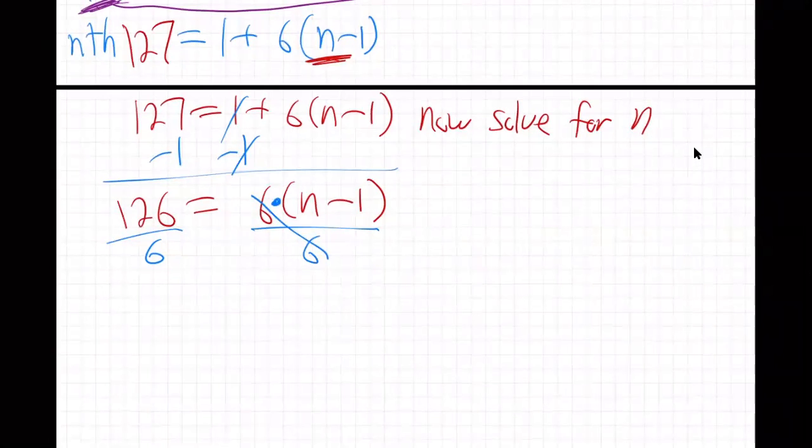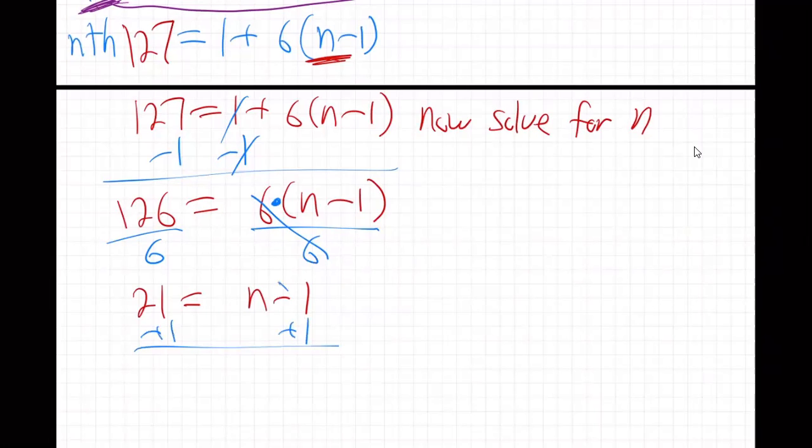What is 126 divided by 6? I don't know. It's 21. So it's 21 is n minus 1. We don't need those parentheses anymore because there's nothing to separate the n minus 1 from anymore. The 6 is gone. Last step, to get n alone. Add the 1. Here it is. Add the 1. 22. So we solved for n.